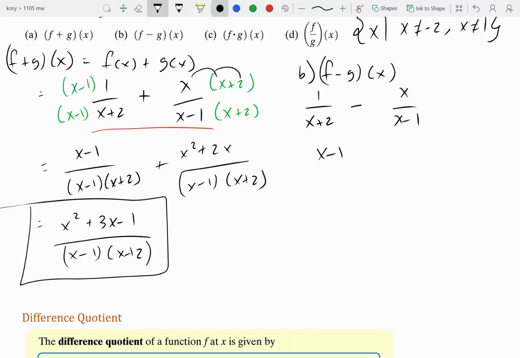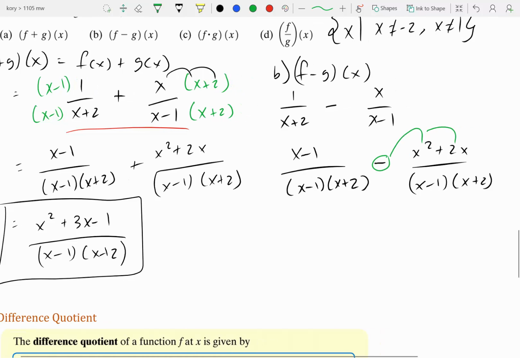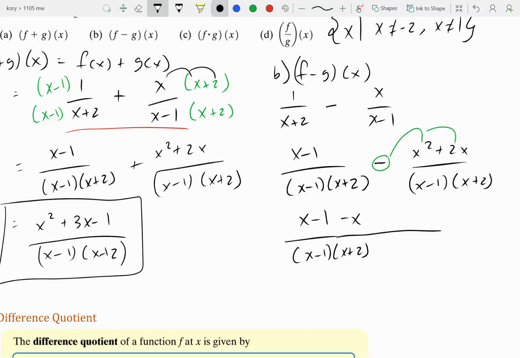So we have (x minus 1) over (x minus 1)(x plus 2), minus (x squared plus 2x) over (x minus 1)(x plus 2). If we have that minus, though, we need to distribute it out to both. So now we have x minus 1 over (x minus 1)(x plus 2). And once you distribute it, you want to put everything on top. So negative times x squared is negative x squared. Negative times 2x is negative 2x.